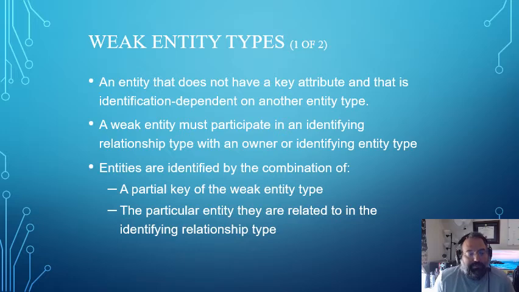Weak entity types: an entity that does not have a key attribute and that is identification dependent on another entity type. A weak entity must participate in an identifying relationship type with an owner or identifying entity type. Entity types are identified by the combination of a partial key of the weak entity type, the participation, the particular entity they are related to in the identifying relationship.